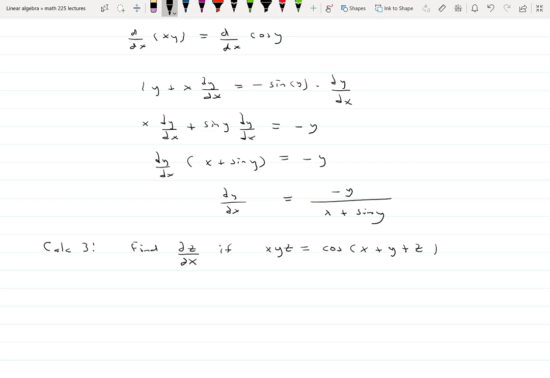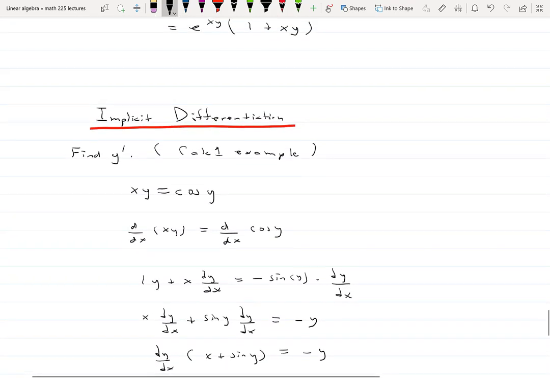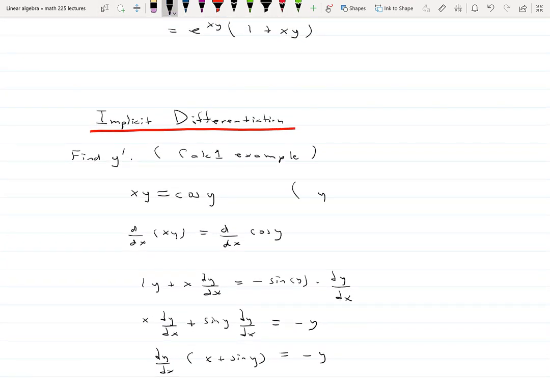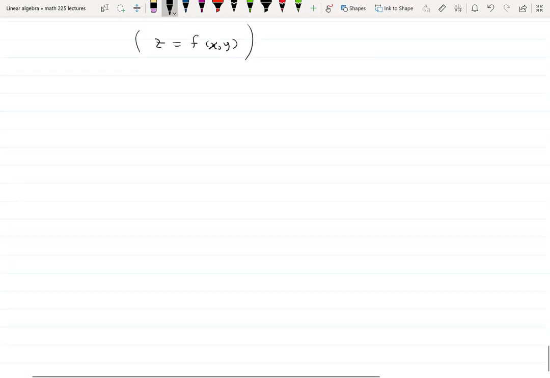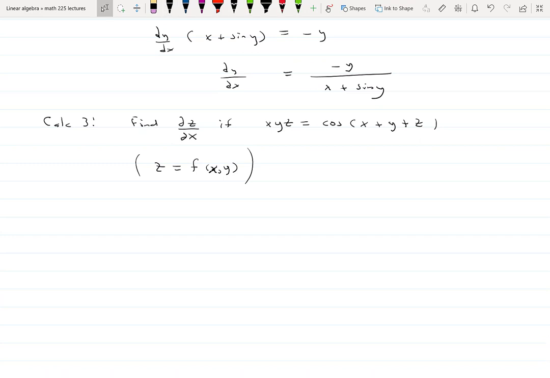Now, the assumption here is that z is some theoretical function of two independent variables, x and y. Just like the assumption up above was that y is some function of x buried in that equation. So I'm assuming that that equation, x times y times z, can be solved theoretically for z as a function of x and y.